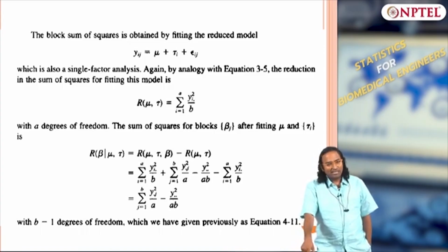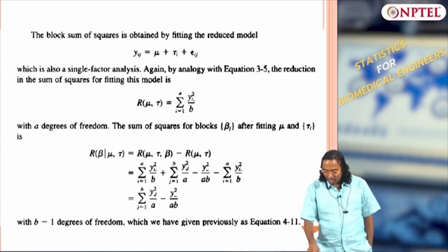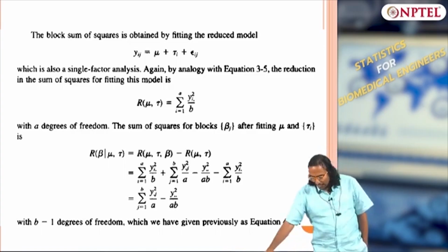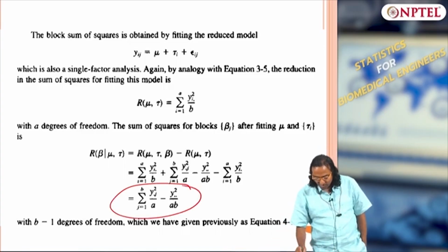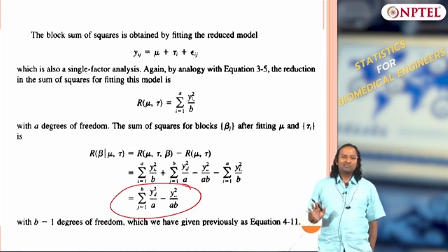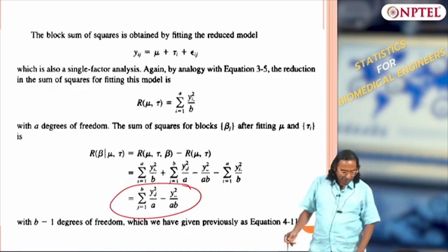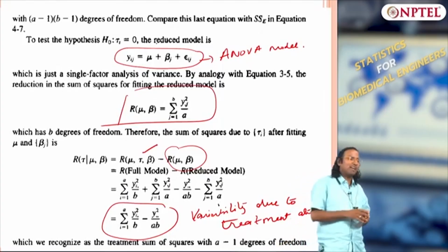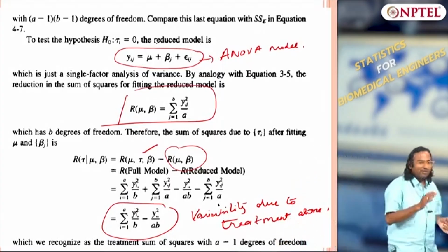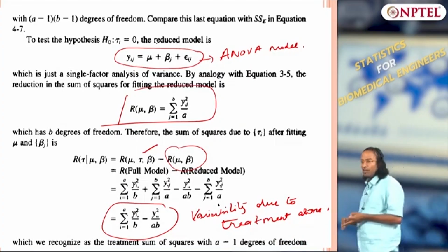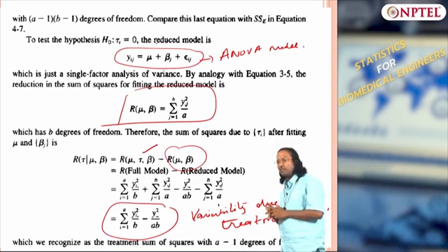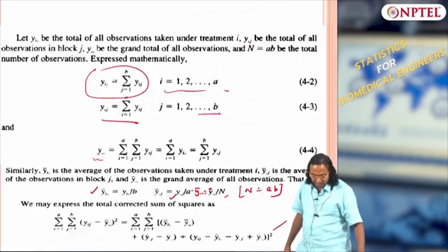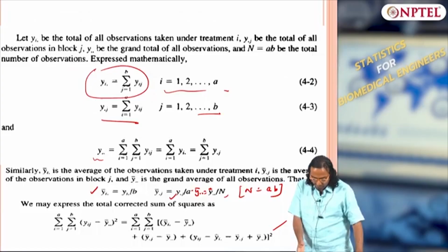Fit a treatment model tau i and then R mu tau comma beta minus R mu comma tau, that will give the effect of blocks alone, okay, that will give the effect of blocks, understood. So that way you have the effect of treatment separately, you have the effect of block separately, and you have the overall equations, all three are derived here, and these are the equations I have given as something to remember, but you do not need to remember.